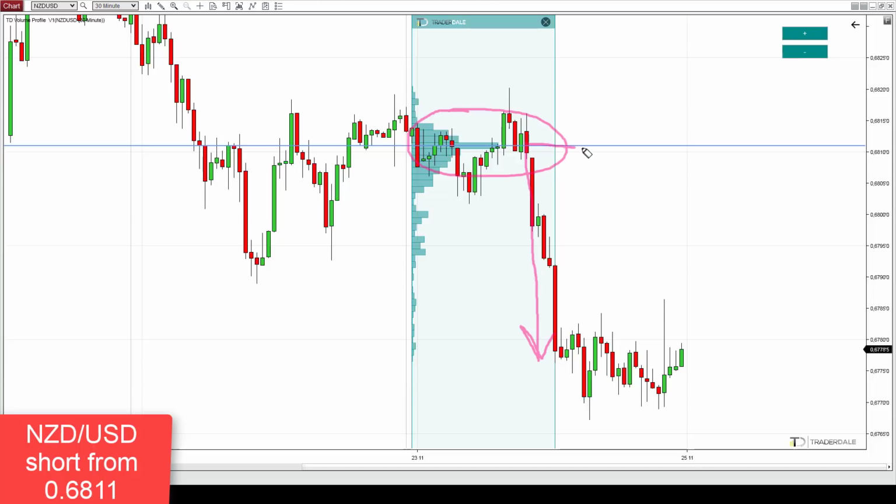So this is the short level. Currently I'm waiting for the price to make it back to this level again, and when the price makes it back, I think that those sellers will be defending their selling positions and they'll push the price downwards.